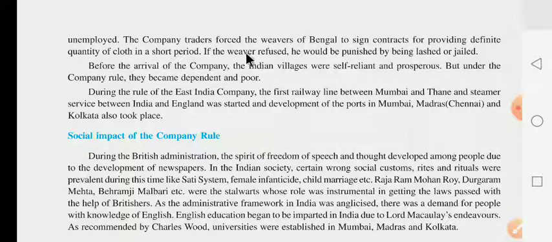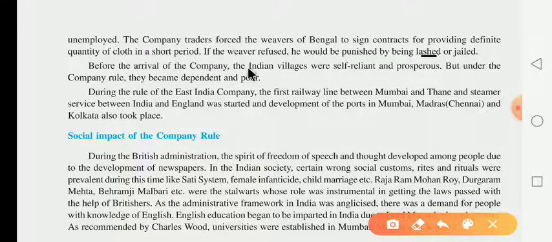If the weaver refused to sign the contract, then he would be punished by being lashed or jailed. What was the meaning of lash? Lash means kora marna, jor se marna, like what is used on a horse. It means if any weaver did not sign the contract of the British, then the British gave the punishment of being lashed or jailed.